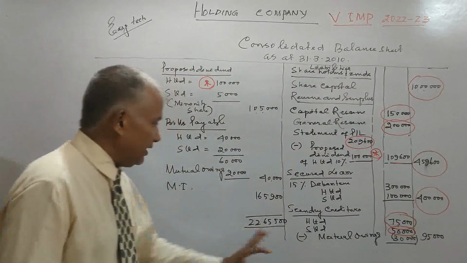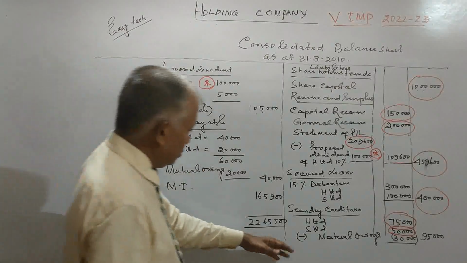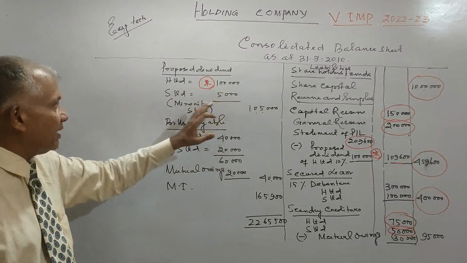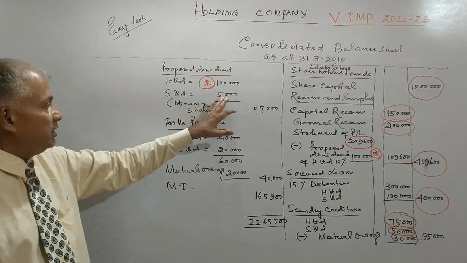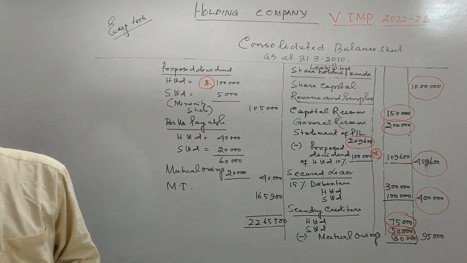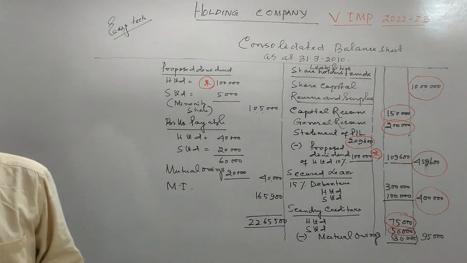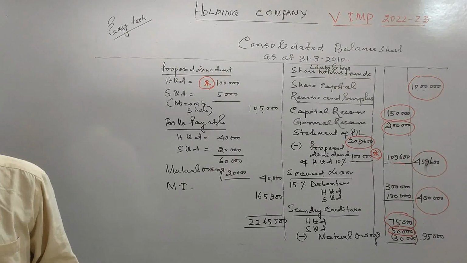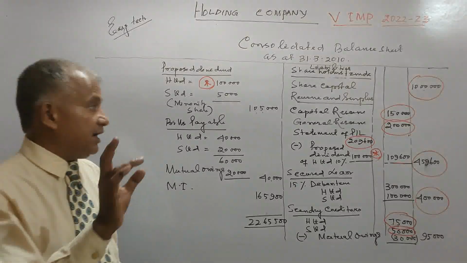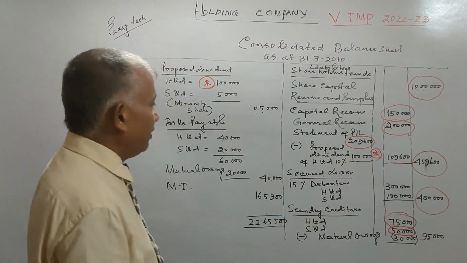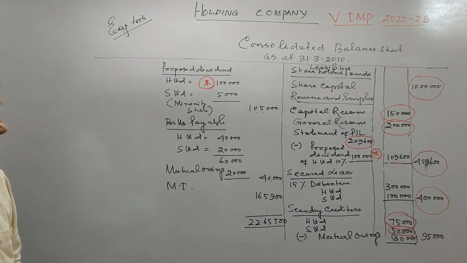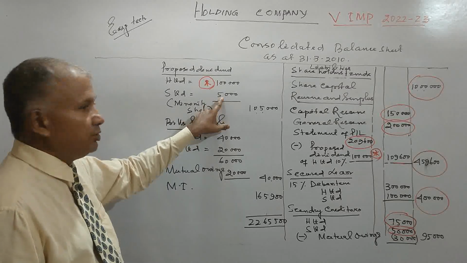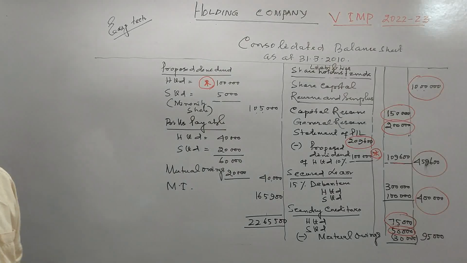We will continue the liabilities here. Proposed dividend H Limited is 1 lakh, and for S Limited we will take the minority share. S Limited proposed dividend is 5% dividend proposed, that is S Limited 25,000. Out of this 25,000 we will take the minority share here. So this is your 5,000, right?